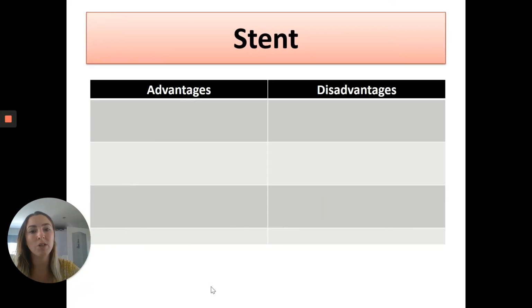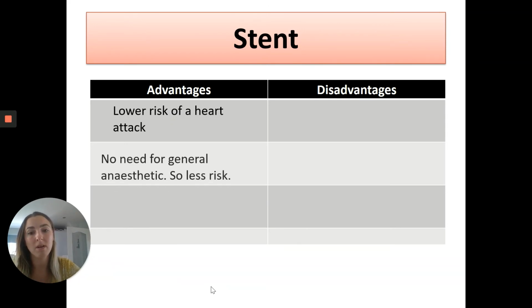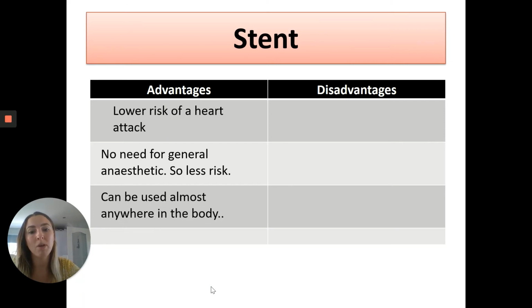So our advantages and disadvantages then. Our advantages: it lowers the risk of heart attack, no need for general anaesthetic, so less risk, and it can be used almost anywhere in the body.